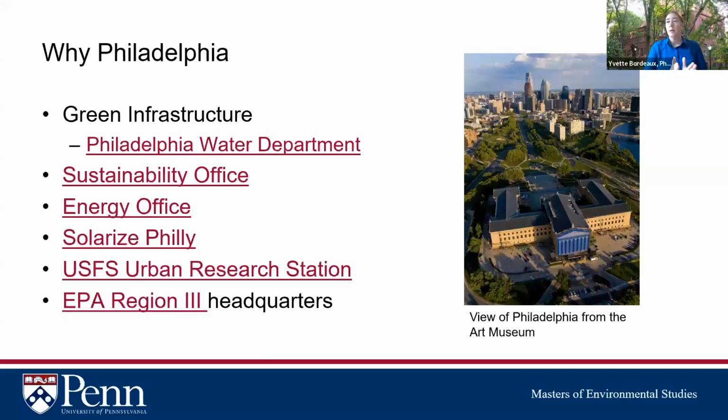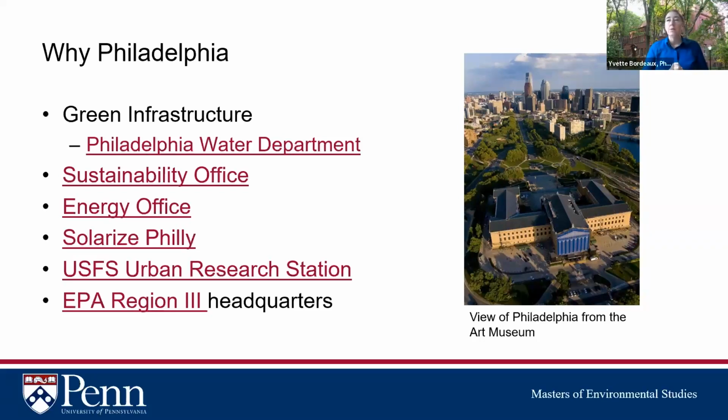Sustainability office. Philadelphia is one of the first cities in the country to have a sustainability office. Okay, and that at the level of the cabinet. So many cities have sustainability offices, but they're not at the level of the cabinet, which means that the director of that office has a lot more insight into what's happening in the city and can make decisions about sustainability based on all of the different factors.